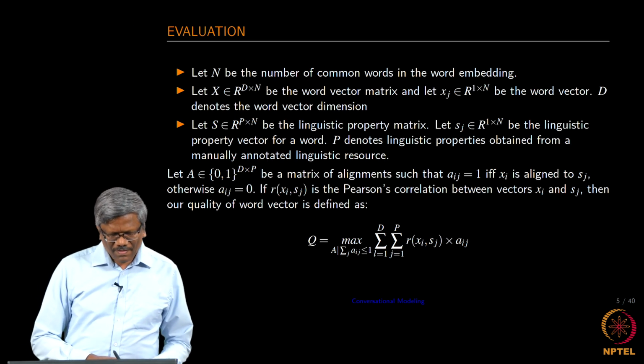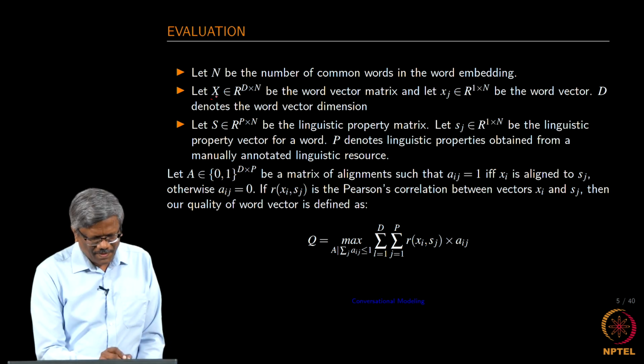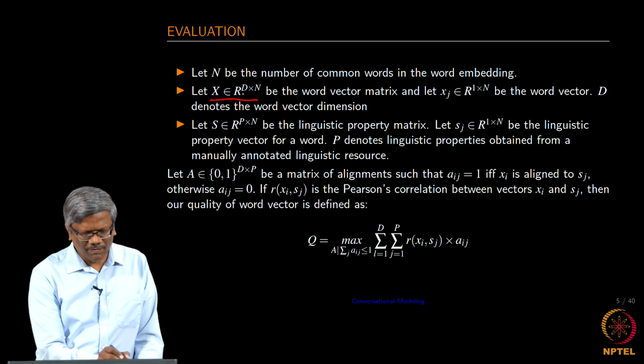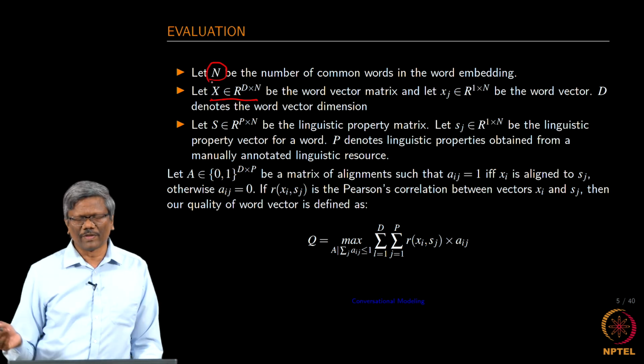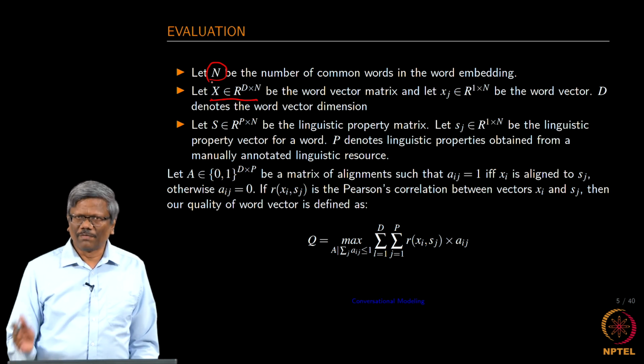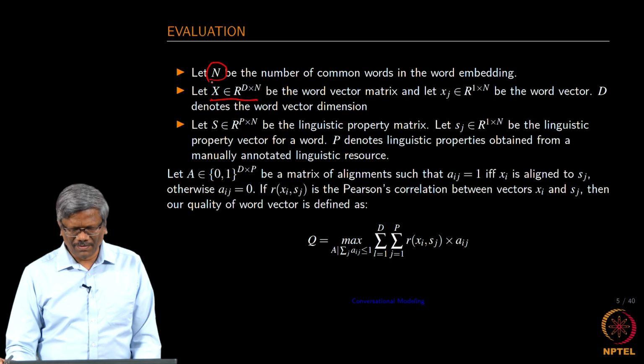Okay. So, how do we do that? Having said this in several words, let us try to define some notations. Let n be the number of common words. This is very important: we need a set of common words which are available in both the automated as well as the linguistic set.